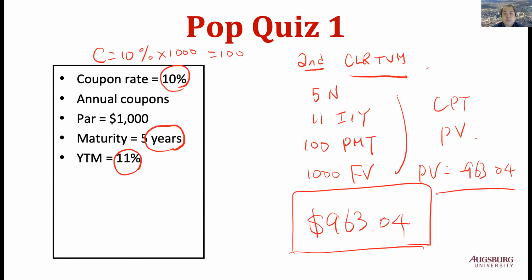This is the end of the first part. Make sure that you can get the value of a bond. See you in the next part.